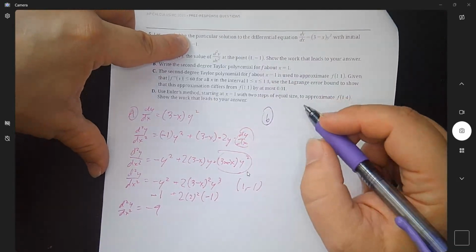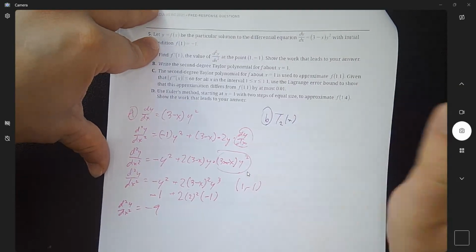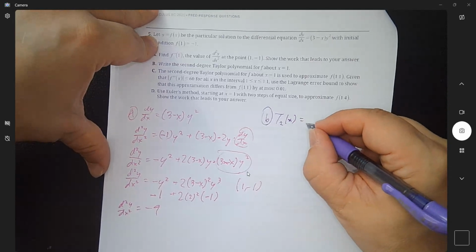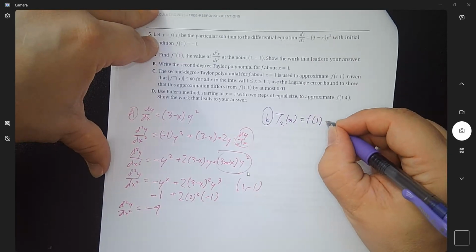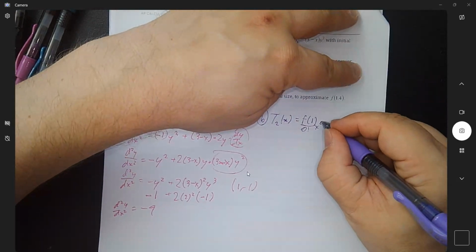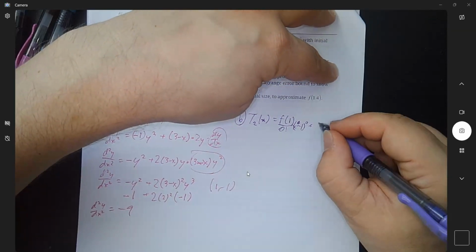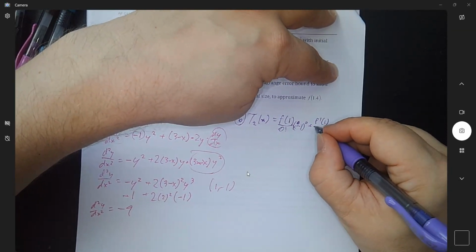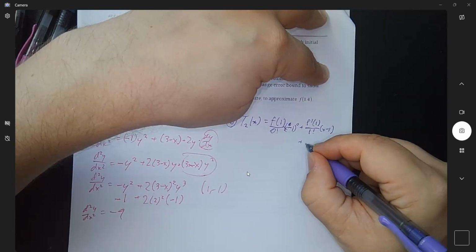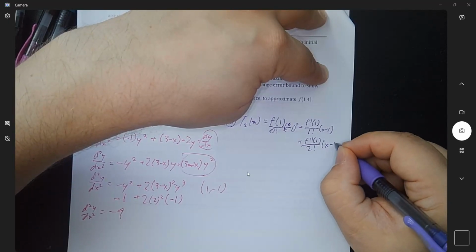Okay, so f at 1 is equal to 1. Okay, now I need to remember how to build a Taylor polynomial. I believe it is f at 1 over 0 factorial, x minus 1 to the 0, plus f prime at 1 over 1 factorial, x minus 1, and then f double prime at 1 over 2 factorial, x minus 1 all squared.